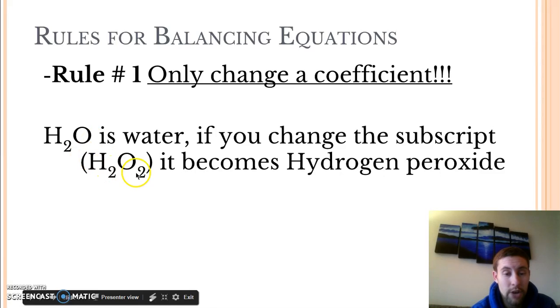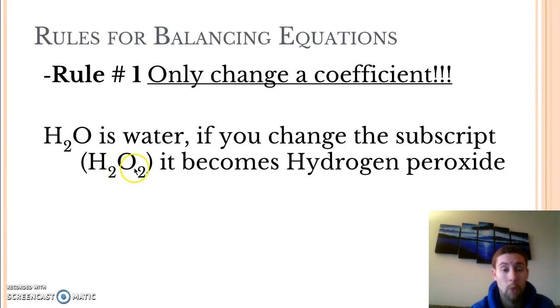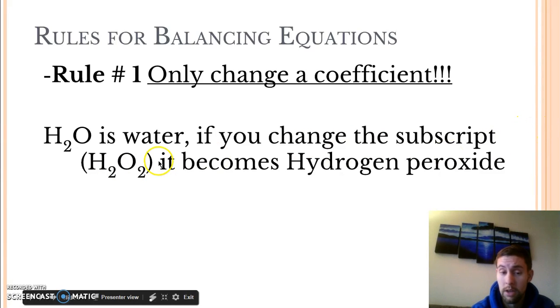You cannot change that 1 to a 2. If you do, it becomes hydrogen peroxide, which is going to kill you if you drink it, compared to water, which is great to drink. So never change the little numbers, the subscripts. Only change the numbers out front. You can put a 2 here, or a 3 here, or a 4 here, but you cannot change the little numbers.